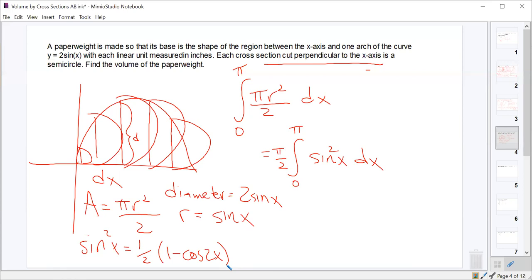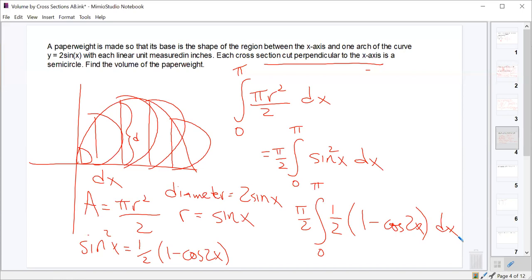Okay. So we will replace sine squared with 1/2 of 1 minus cosine 2x and rewrite this integral as pi over 2 times the integral from 0 to pi, 1/2 of 1 minus cosine 2x dx. Everybody good there? All right.